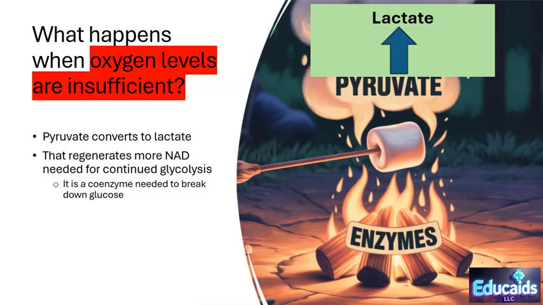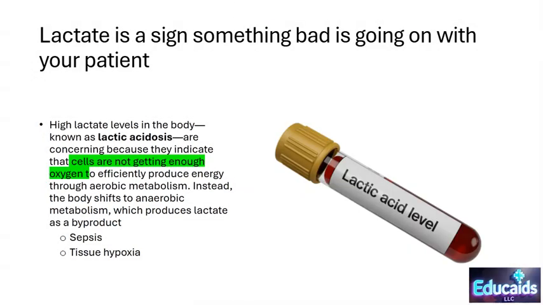So what happens when oxygen levels are insufficient? Pyruvate converts to lactate, and that regenerates to make more NAD needed for continued glycolysis. So it's a coenzyme needed to break down glucose. So if we look over here and we don't have any oxygen, and we keep not having oxygen, we've got our pyruvate that turns into lactate. Okay, lactate. That's not good. We can draw a blood level called the lactic acid level. Lactate, students, lactate is a sign something bad is going on with your patient.